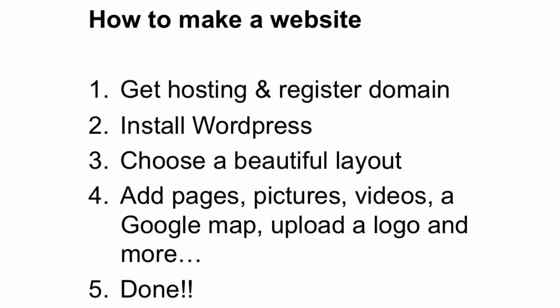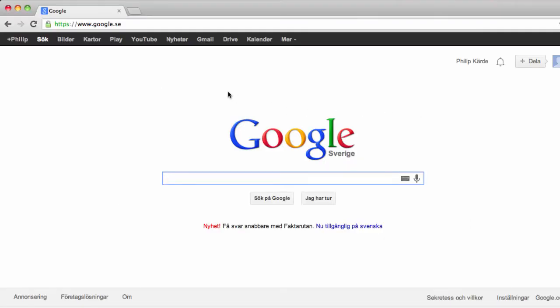Then we choose a beautiful layout, so we get that professional look. We can start by adding pages, pictures, videos. We can even add Google Maps, etc., etc., until we have a completely satisfactory website. So let's get started. Alright, let's create a hosting account and get a domain name for our websites.